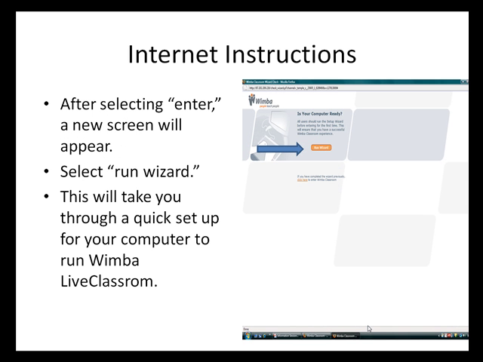After selecting, a new screen will appear. Select Run the Wizard. This takes you through a quick setup for your computer to make sure that it can run Wimba Live Classroom. It will make sure that everything from your speakers to your microphone to your webcam and any other tools that Wimba uses are working so that you will be able to use Wimba.